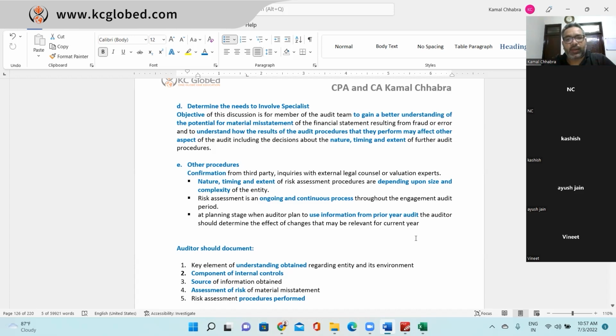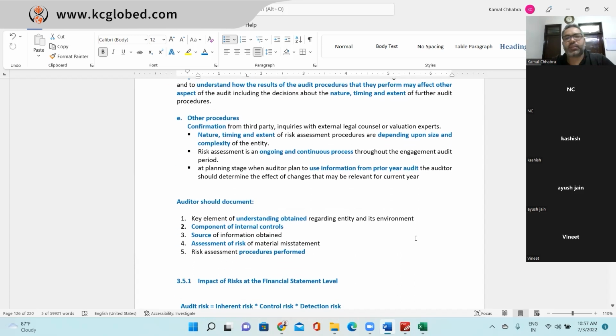Cool. And then other procedures. Other procedures include confirmation from third parties, including external legal counsel and valuation experts. The nature, timing, and extent of the risk assessment procedures depend upon the size and complexity of the entity. Generally, they majorly depend on how big the entity is, how voluminous the transactions are, and how complex the transactions are, and accordingly as an auditor we need to design those audit procedures.